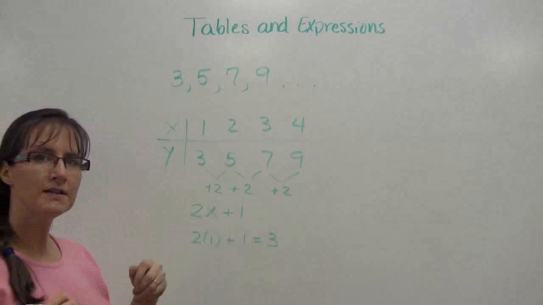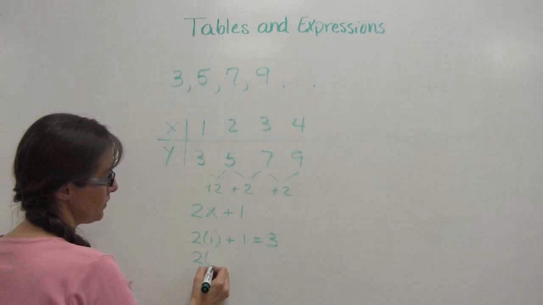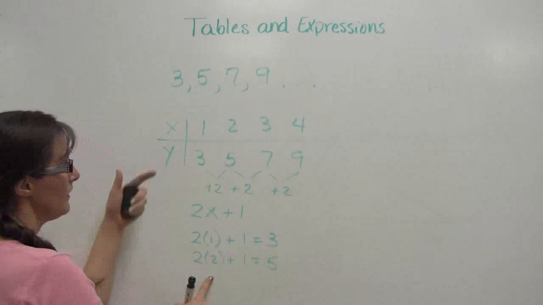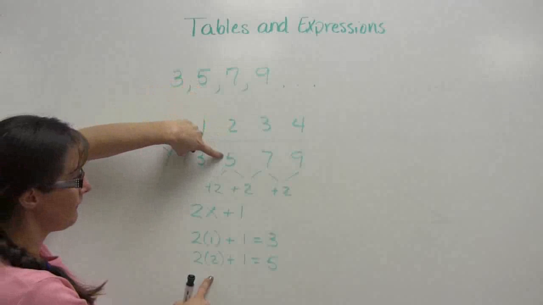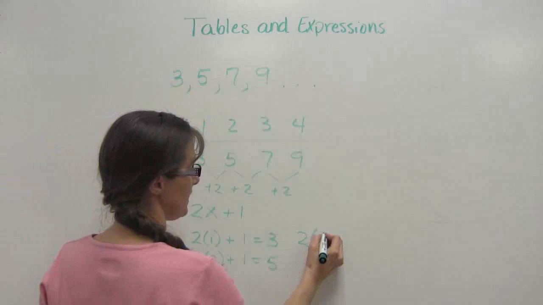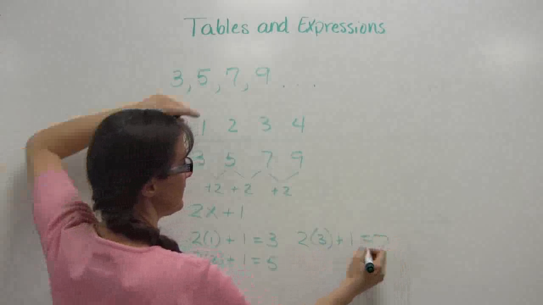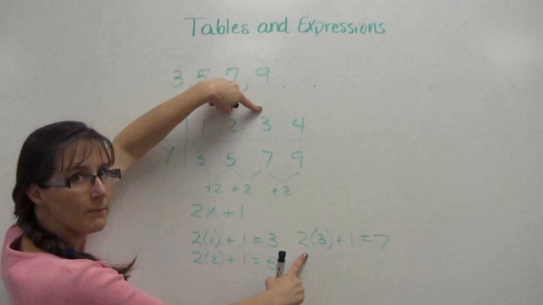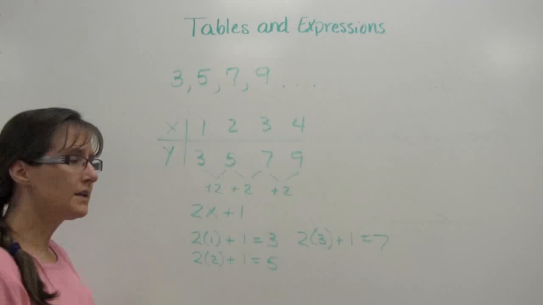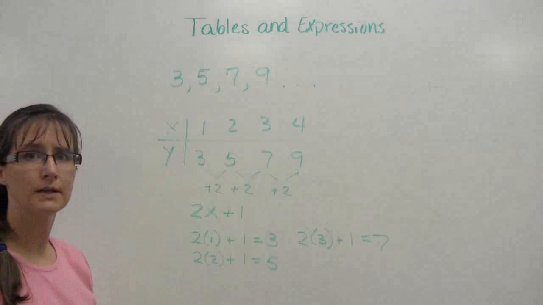What if I did 2x plus 1 every time? Would that work? Well, let's try it. How about 2 times 2 is 4 plus 1 is 5. You'll notice position 2, I need a 5. I got a 5. What about 2 times 3 plus 1? 2 times 3 is 6. 6 plus 1 is 7. Again, position 3, I multiplied it by 2, I added 1, and I got a 7. That's going to work. Our rule for this particular table is 2x plus 1.